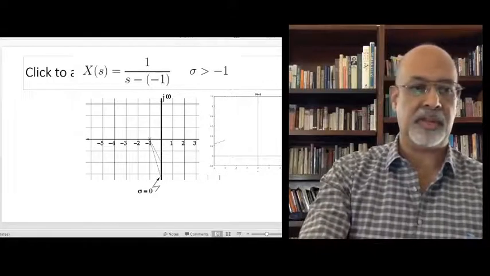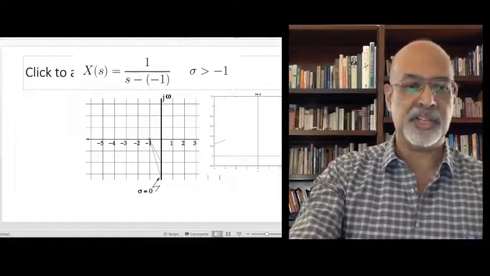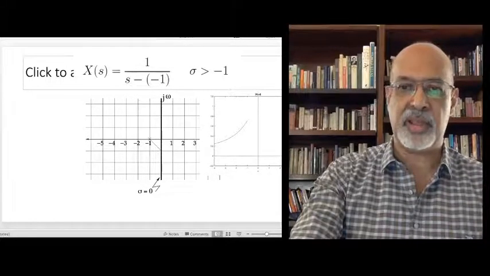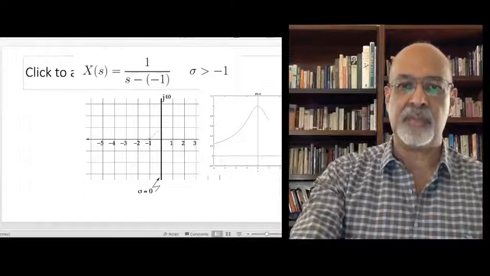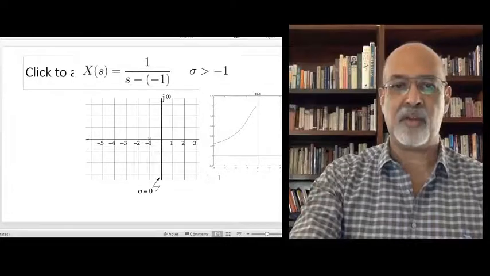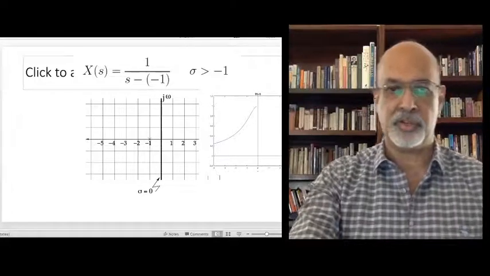So let's see if I can do this. Now let's just move up the j omega axis. As I move up the j omega axis, I can see what happens to the transfer function. I come closer. Notice here I'm the closest to the pole. I'm at omega equals 0, which is the closest to the pole.